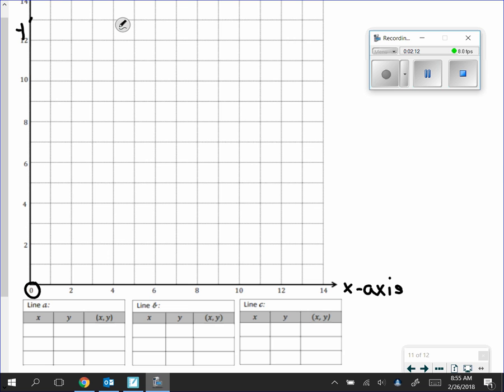With this, they are giving us the pattern rules. Where before they gave us the points and we had to find the rule, this time they're giving us the rule and we have to put in points. Okay? It sounds weird, but it's not that bad.